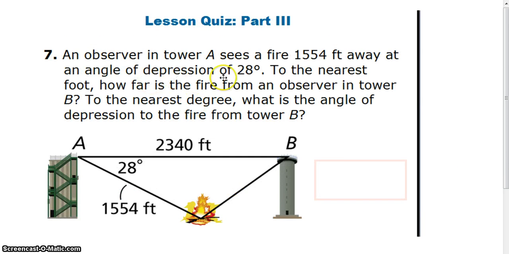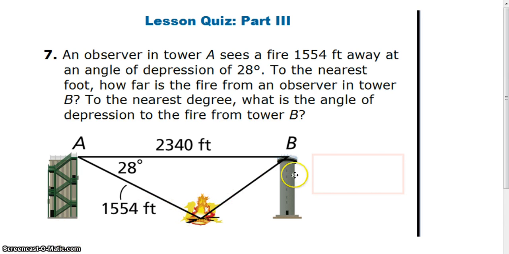An observer in a tower sees a fire 1,554 feet away at an angle of depression of 28 degrees. So remember, that's the angle from the horizontal, right? To the nearest foot, how far is the fire from an observer in tower B? And to the nearest degree, what is the angle of depression from tower B to the fire? So go ahead, pause the video, and see what you can find.